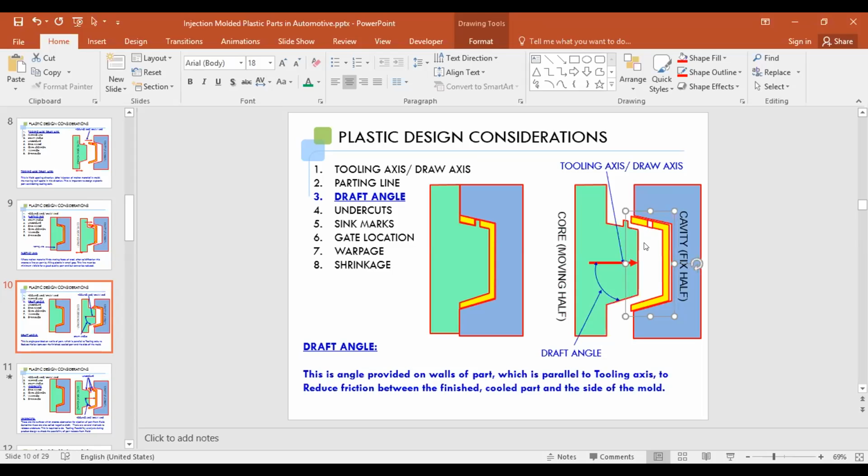And for the normal value of this draft angle, you can see that this is the draft tooling axis. This angle will be called the draft angle. And normally it is required to be a minimum of 0.5 degree.